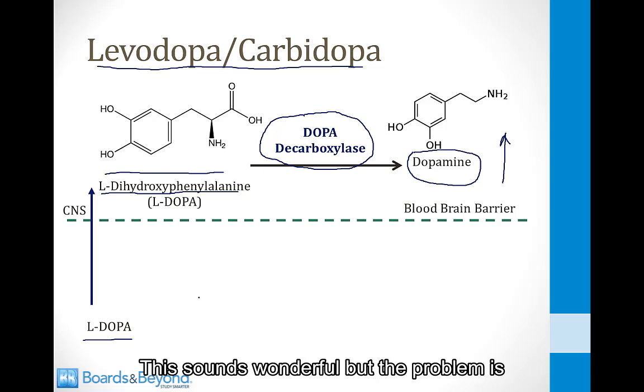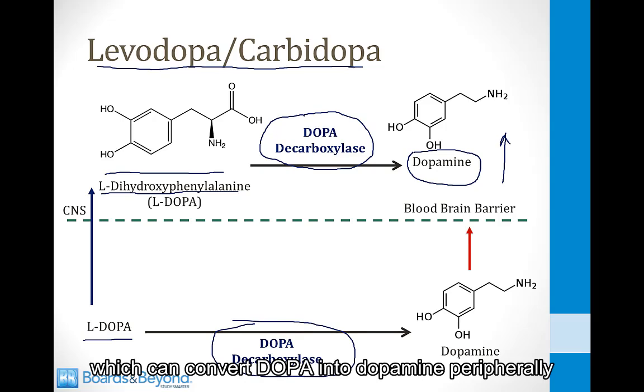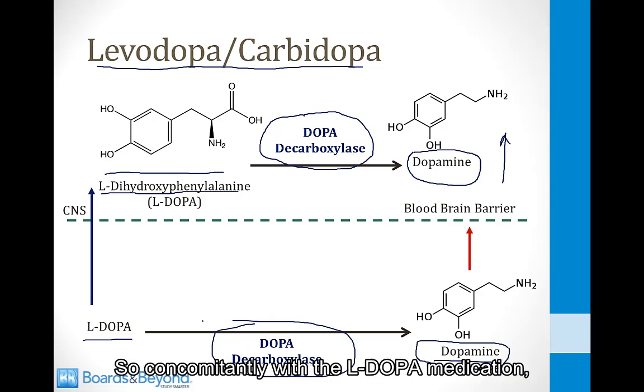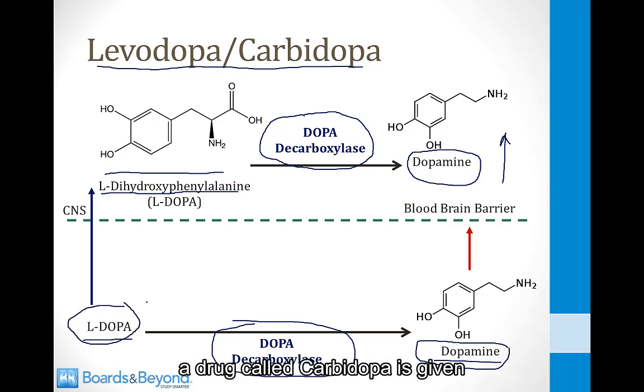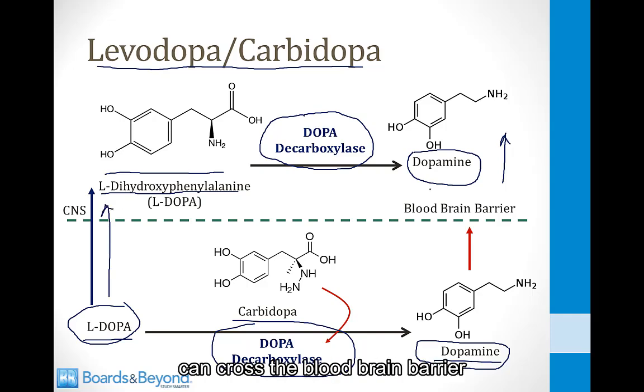This sounds wonderful, but the problem is that there is a peripheral DOPA decarboxylase which can convert DOPA into dopamine peripherally, and the peripheral dopamine cannot cross the blood-brain barrier. In addition, the peripheral dopamine gives lots of side effects like tachycardia that make patients feel unwell. So concomitantly with the L-DOPA medication, a drug called carbidopa is given, which is an inhibitor of DOPA decarboxylase. Its job is to inhibit the peripheral conversion of L-DOPA into dopamine so that more of the L-DOPA can cross the blood-brain barrier and be converted to dopamine inside the central nervous system.